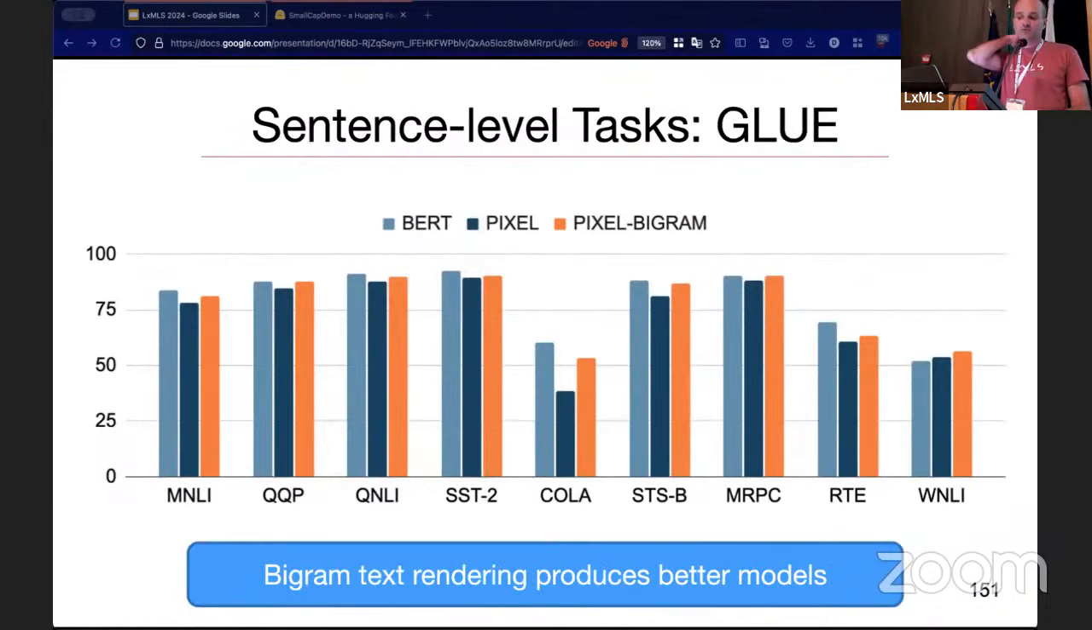And from this, if we look at something like sentence level tasks using GLUE fine-tuned processing, bigram rendering gives a much better model than our original continuous rendering structure. We're almost at the performance of BERT-based models, which brings with it the benefits of everything that we've learned from decades of research and standard natural language processing in the pipeline that I described earlier.